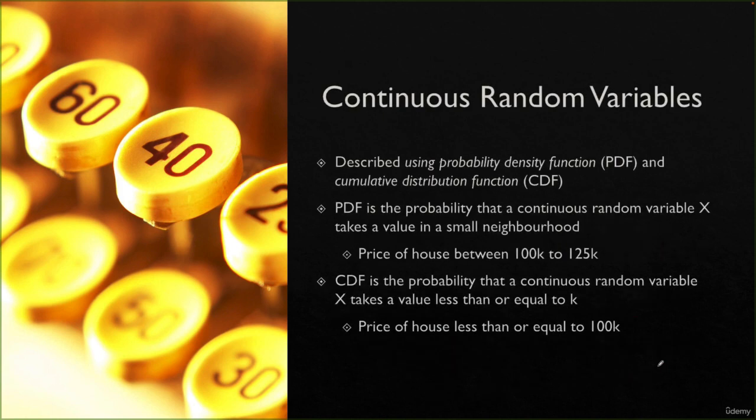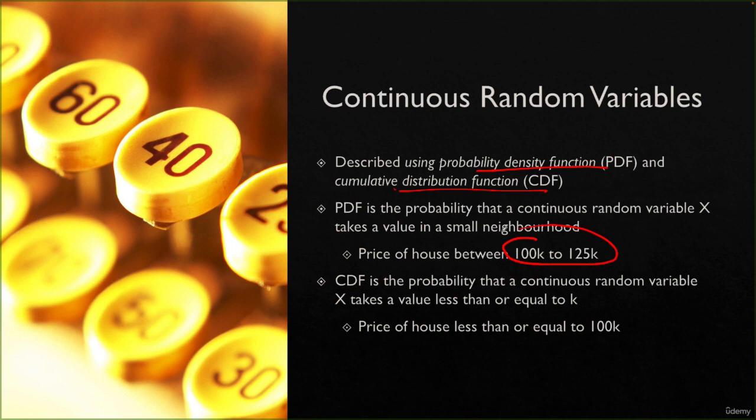Next, we've got something called a continuous random variable. Here, in order to describe the continuous random variable, we make use of the PDF, that is the probability density function, and the CDF, that is the cumulative distribution function. So the PDF is the probability that a continuous random variable X takes a value in a very small neighborhood. Like, what is the probability that I'll find a home in the range of 100K and 125K. In order to answer these kinds of problems, we'll make use of the PDF.